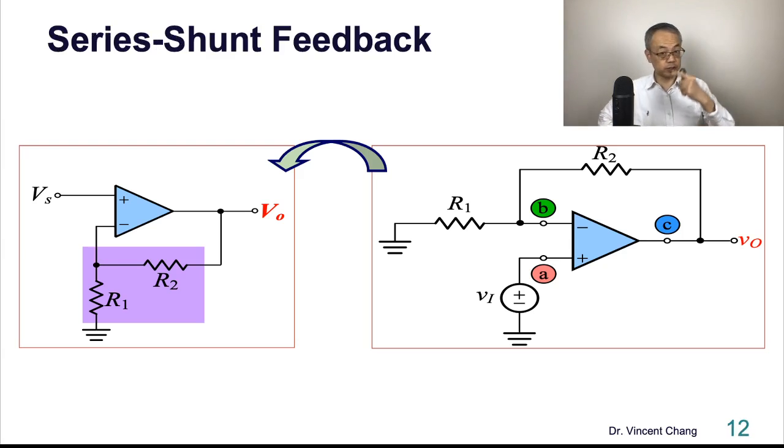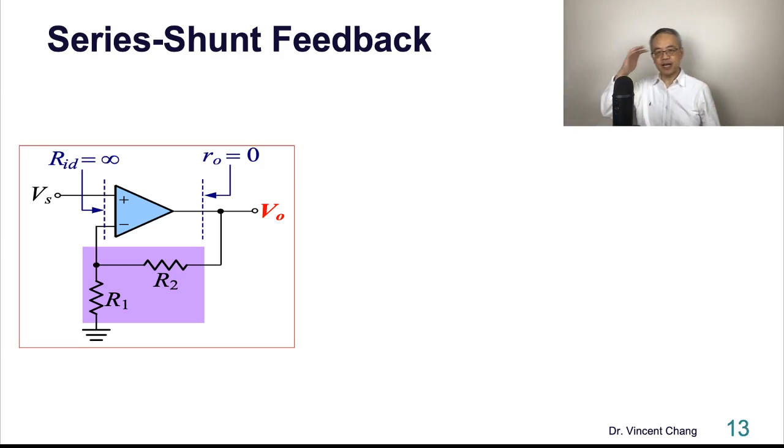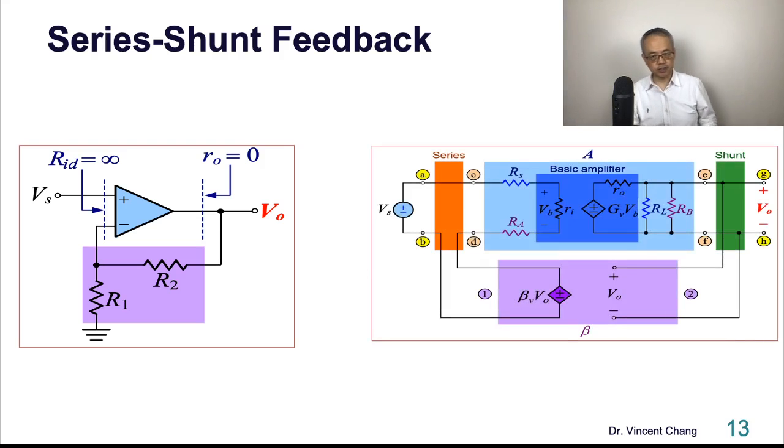Next question. So it's the series-shunt feedback. What about beta? How to determine beta? In the analysis in the upcoming lecture, we can just assume infinite differential input resistance for the op amp, and also zero output resistance for the op amp. So what is the beta?